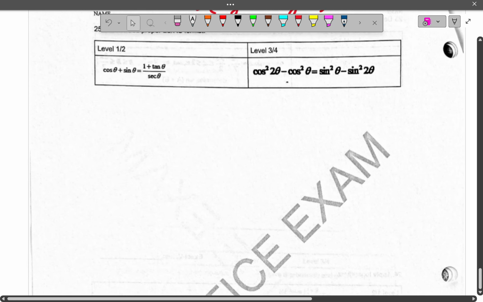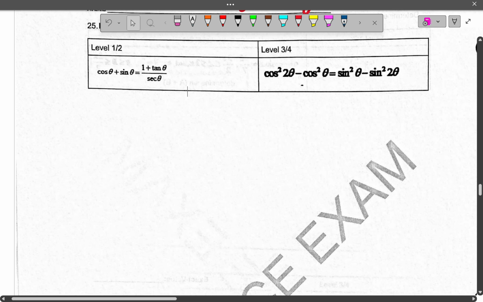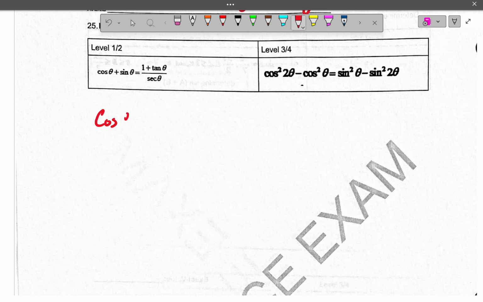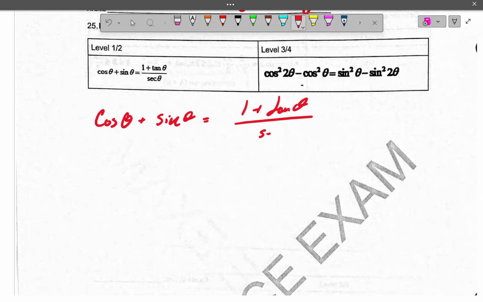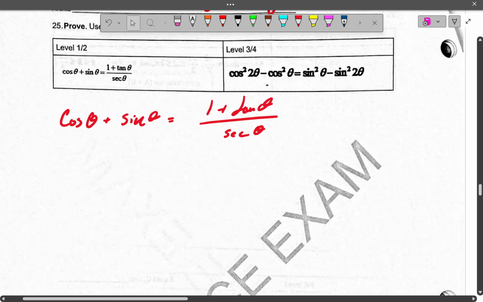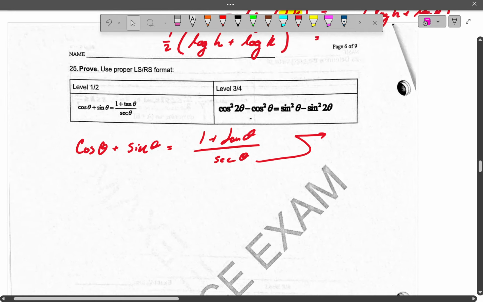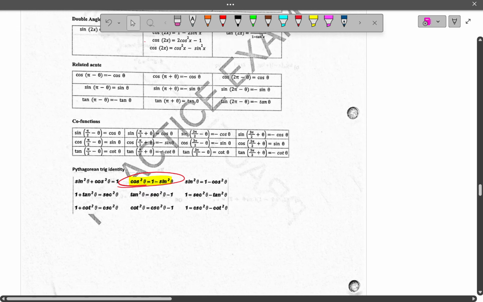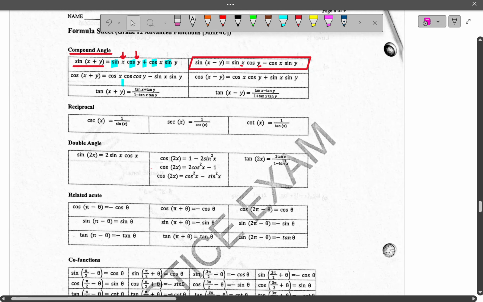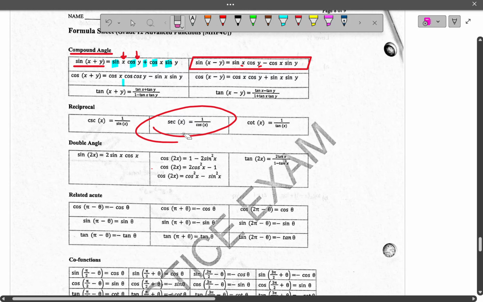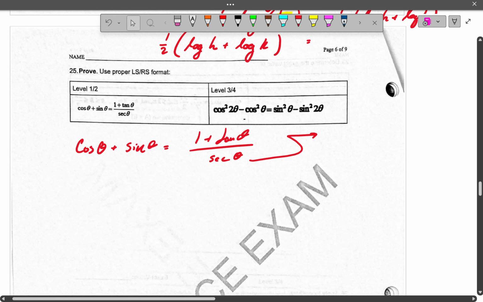Okay, so the first one you have here is a left side equals right side proof, where, starting on the left side, cosine theta plus sine theta is going to be equal to 1 plus tangent theta divided by secant theta. One thing to note here is a reminder of what secant was. I don't know if it's actually at the bottom of your page, but it's 1 divided by cosine. Yeah, here it is. So secant is 1 divided by cosine. So that's one that we're going to write for ourselves here.